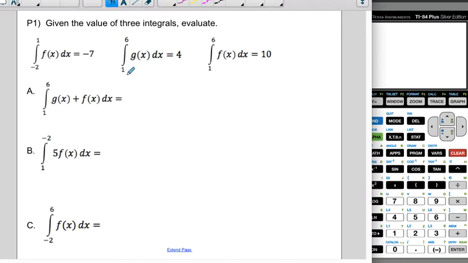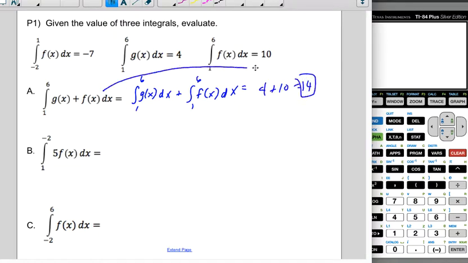Again, if you don't need the same amount of work, if you're able to logic through what this should look like, congratulations, that's awesome. So in the first one, I'm going to split this into the integral from 1 to 6 of g of x dx plus the integral from 1 to 6 of f of x dx. And I'm going to recognize I know both of those numbers. That's a 4 plus a 10, so I get a 14. If you jumped from here to here, I'm cool with it. It's all good. This is not a problem where I would expect a lot of work. This is a problem where I expect you to be able to find the answer.